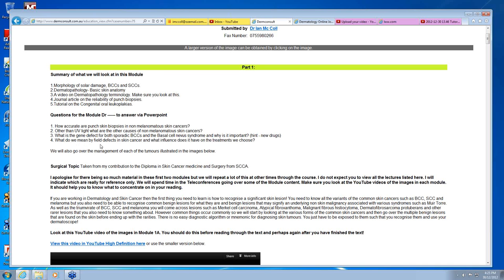And then the last question there, what do we mean by field defects in skin cancer? Field defects. You know, you've got tumors occurring over large surface areas, or sun damage at least. And what influence does this concept of field defects have on the treatments that we choose when we're dealing with these lesions? Have a think about this in relation to some of the treatments such as PDT, imiquimod, Efudex, and when we choose these and why we should perhaps choose those therapies and what the problems are in choosing them. These will be the issues that the doctor assigned to this module will look at.